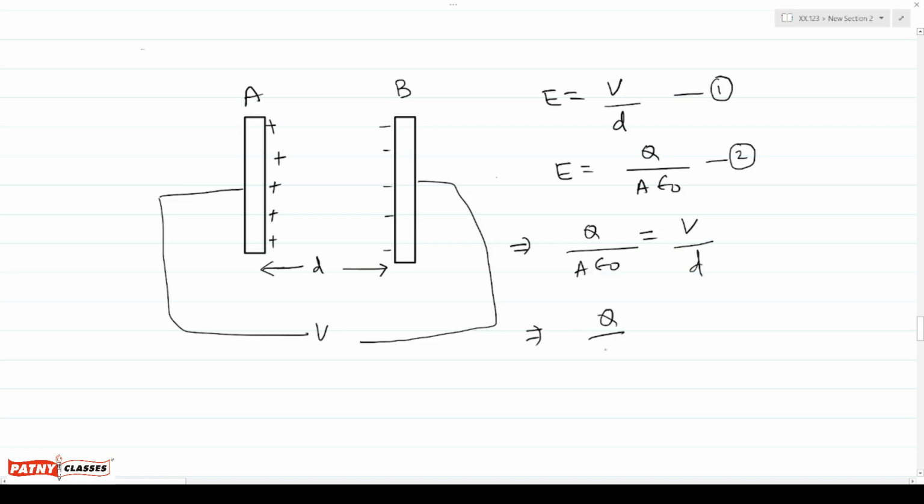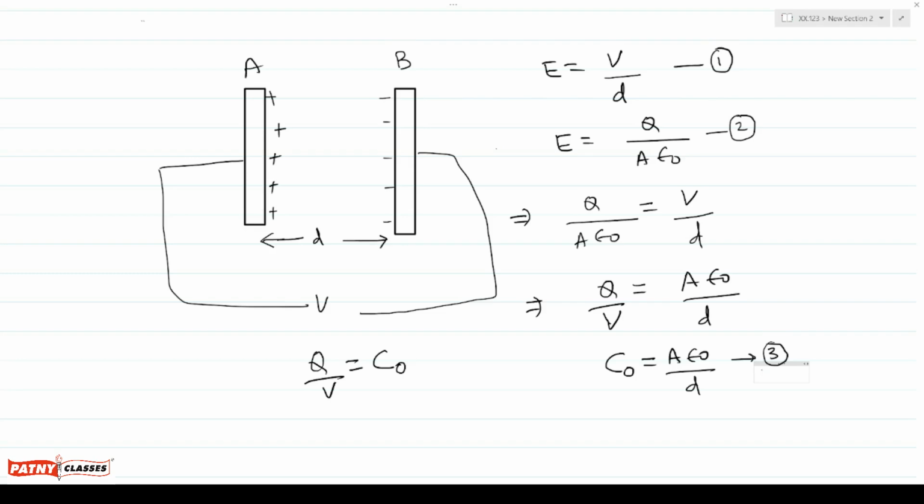This implies Q upon V equals A epsilon naught upon D. But Q upon V equals C, that is the capacitance. Here we did not use any dielectric material, therefore call this capacitance C naught. C naught is the capacitance without the use of dielectric material. Therefore C naught equals A epsilon naught upon D. Call it equation number 3. The direction of the electric field is from plate A to plate B. This is the direction of the electric field.